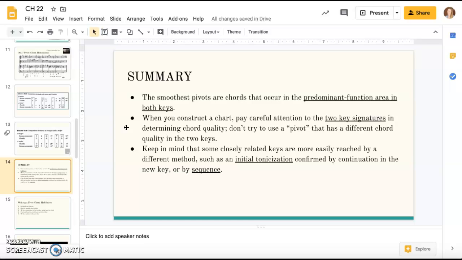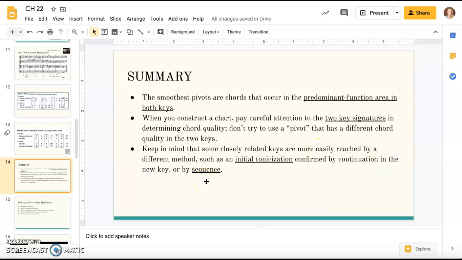Make sure that the chord in common is correct and you're not missing any accidentals. And finally, keep in mind that some closely related keys are more easily reached by a different method, such as initial tonicization, which would kind of be like using your secondary dominants to set up the new key, confirmed by the continuation in the new key or sequence.